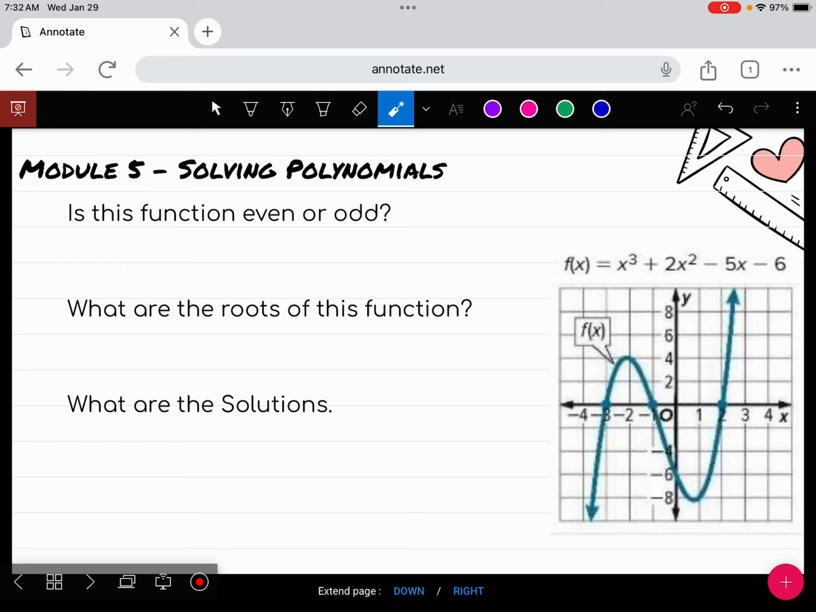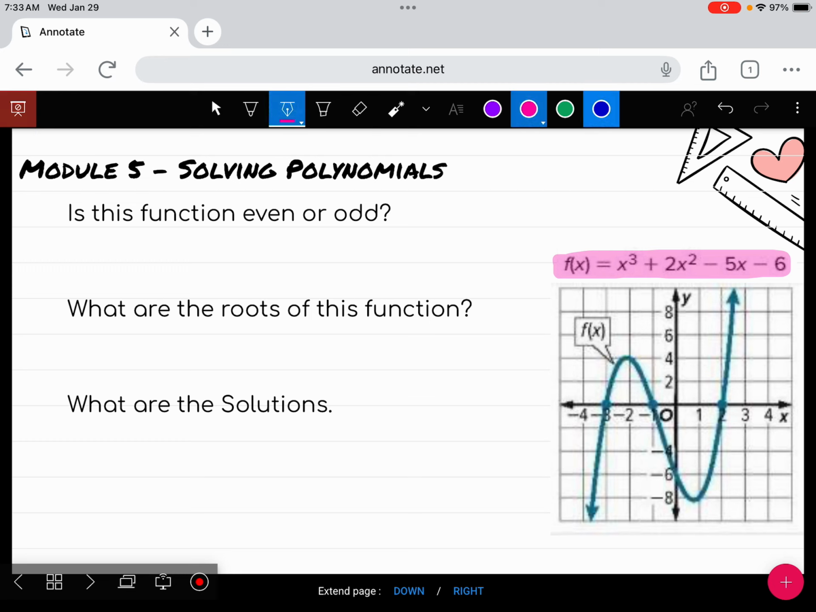All right. So we are given this picture here. They've written the equation for us over here, but honestly, we don't really need it. We can get everything we need for the rest of what we're doing here from the graph. If you want the equation, it's there, but if you don't want it, I'm not concerned. Because my first question here is: is this even or odd?